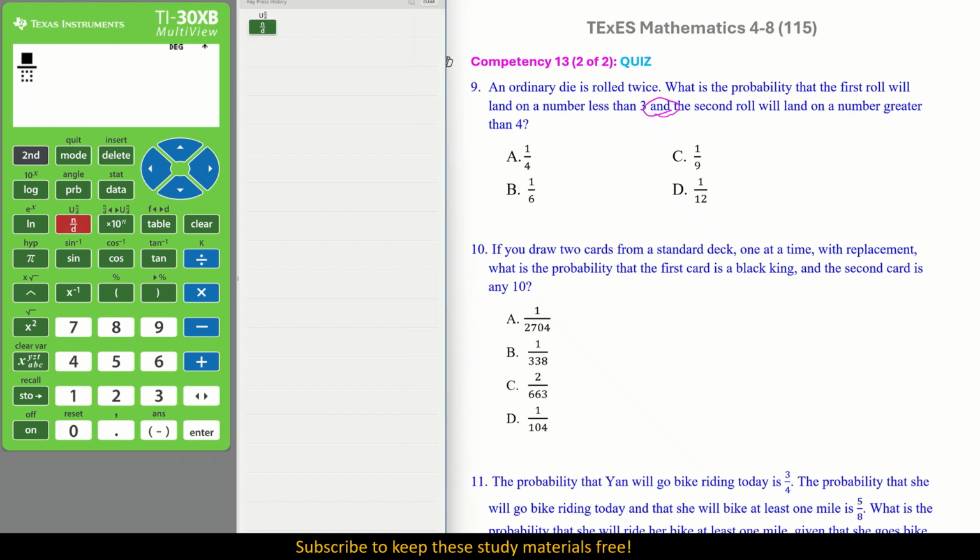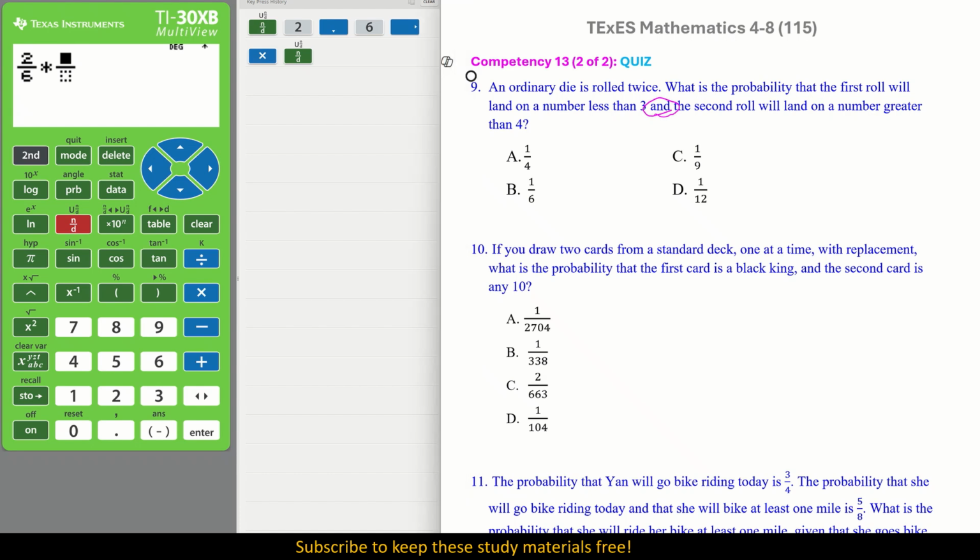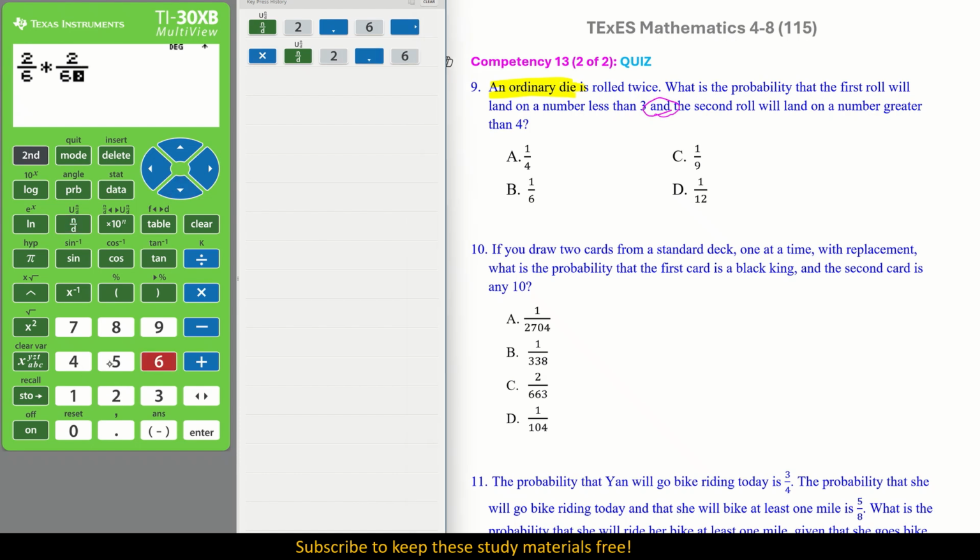How many numbers are desired? Well, that would be the number 1 and number 2. So that means two numbers out of 6. Now let's multiply. On the second roll, greater than 4 would be 5 and 6, because we're using an ordinary 6-face die. That's what this first wording tells us, 1 to 6. So that gives me 2 out of the 6. We just push enter, and that's 1/9.